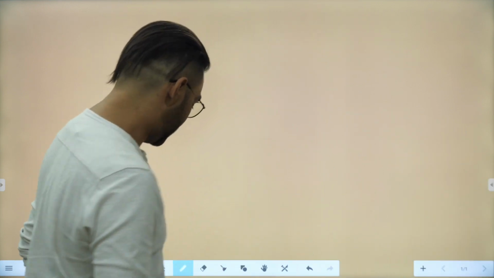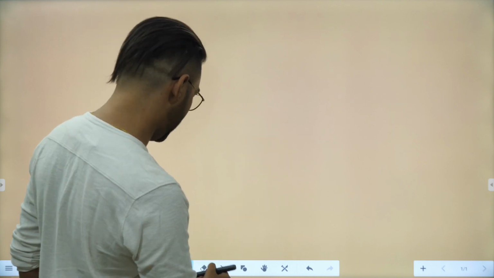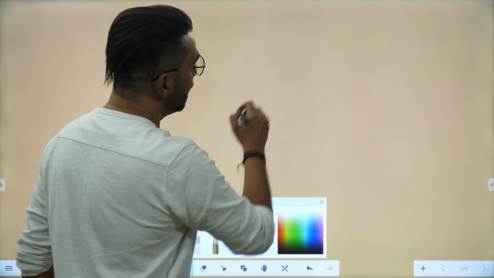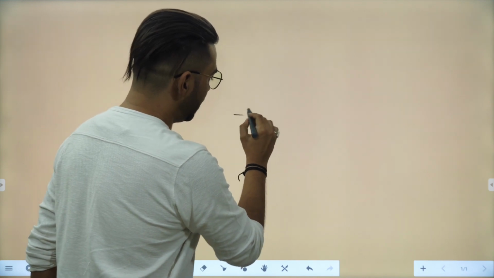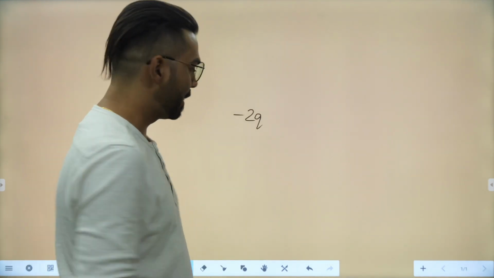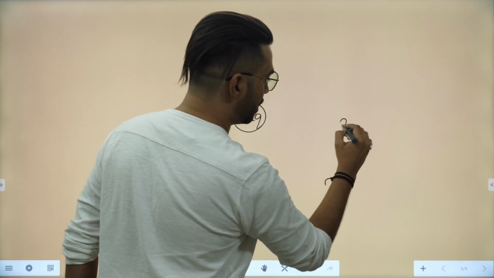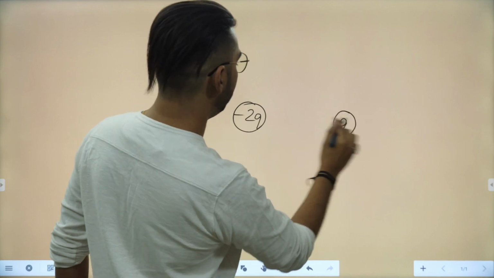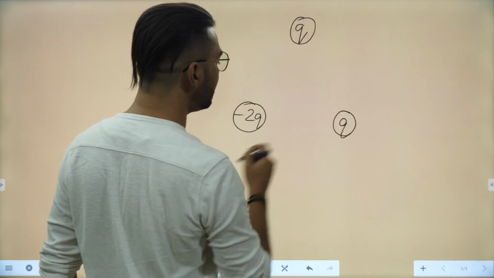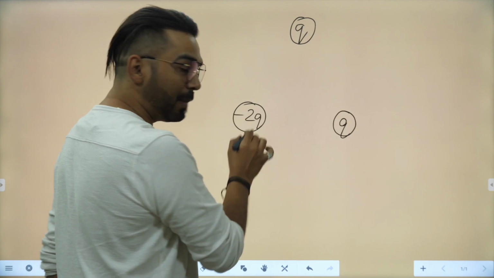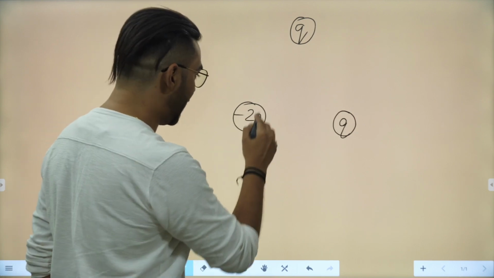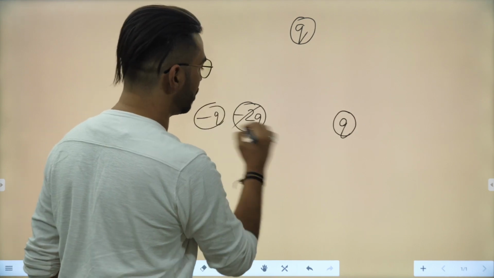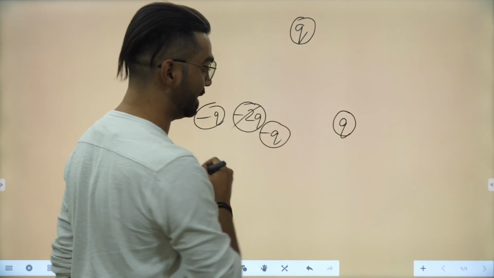So I want you guys to do one quick question. Let me quickly write that question. This is a minus 2q charge, and there is a q charge over here, and a q charge, let's say, over here. In this case, you will notice that this minus 2q can be written as minus q and minus q. So it can be written like this.